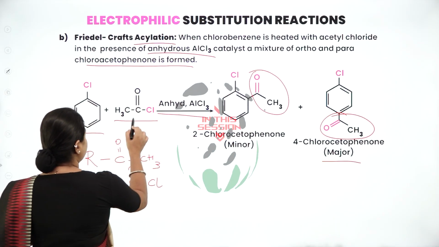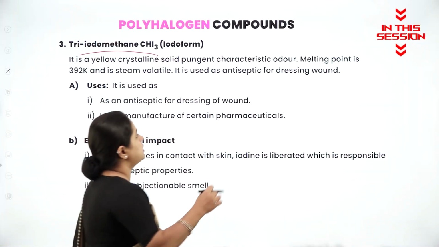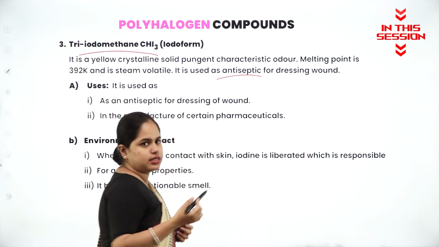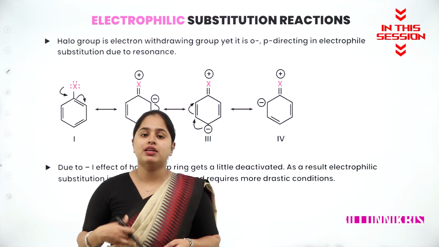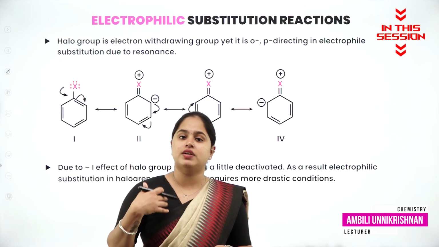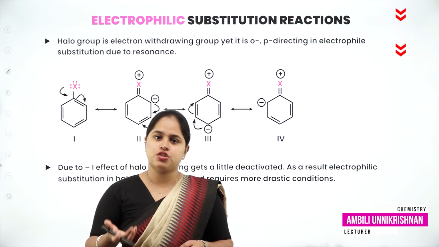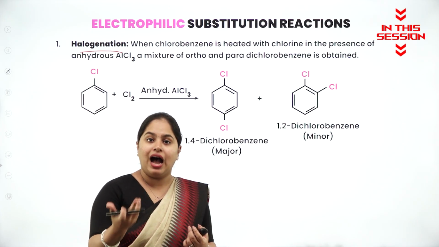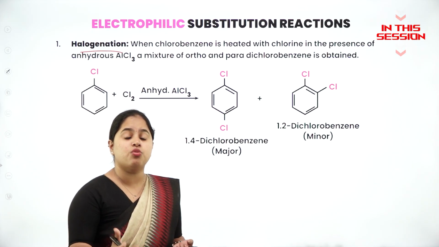Acylation means you need something which is having a COCH3 group. It is an antiseptic. Chloroform is an anesthetic. This is an antiseptic. Now what is electrophile, which is having attraction towards a negatively charged species? So it itself will be positively charged. Halogenation means we are going to add halogen, right? Or we are going to substitute what? Halogen.